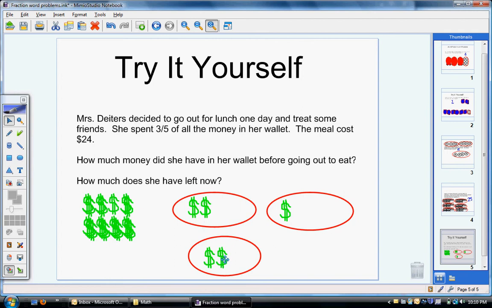I already drew $24 signs here, so I know that as soon as I run out of dollar signs, I've equally shared all the money that she had spent. Just go back and forth with each one, making sure that each one gets the same amount, because we know that with fractions, they have to be fair groups. They all have to have the same amount.